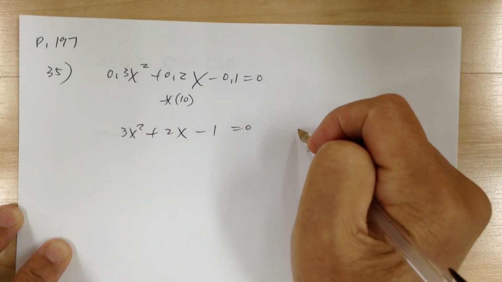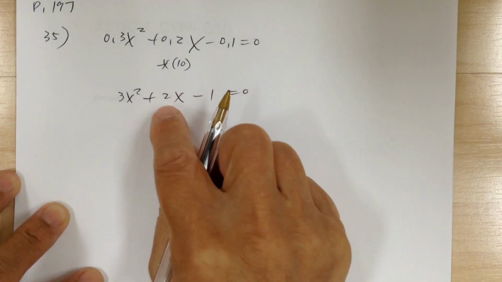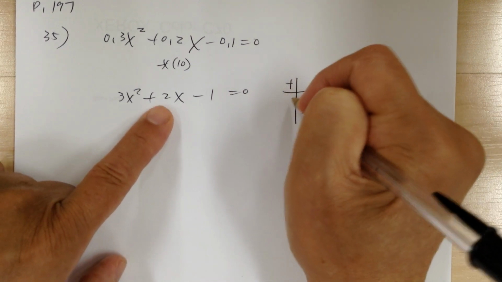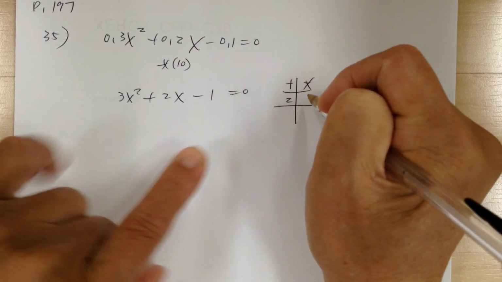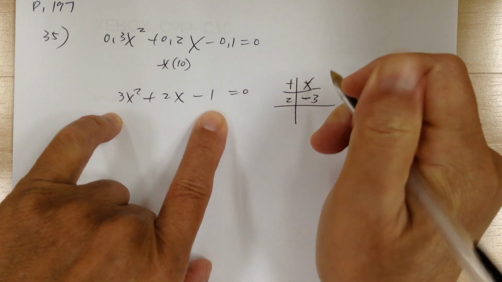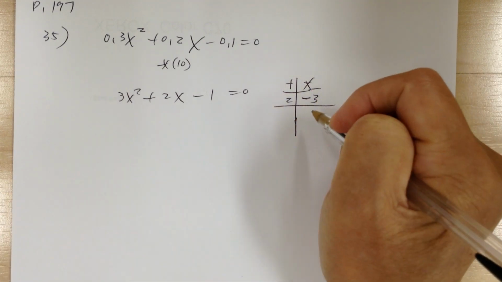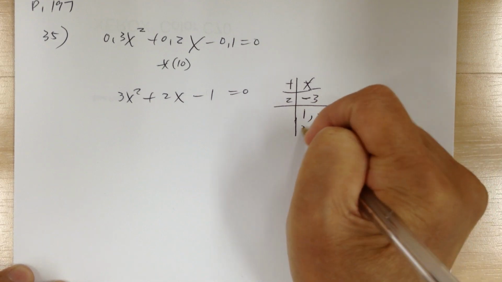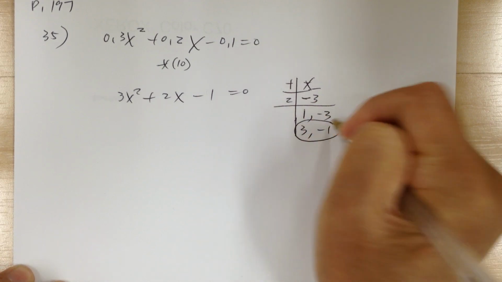Then from here you can do the factoring. So step 1, step 2, step 3, step 4. So that's your massive product. So you have to add to get 2. You have to multiply to get negative 3. Okay. So with 1 comma negative 3, 3 comma negative 1, and that's the one you need.